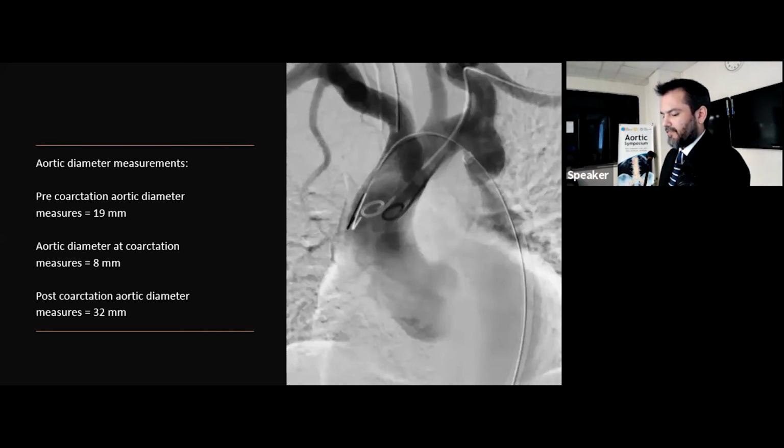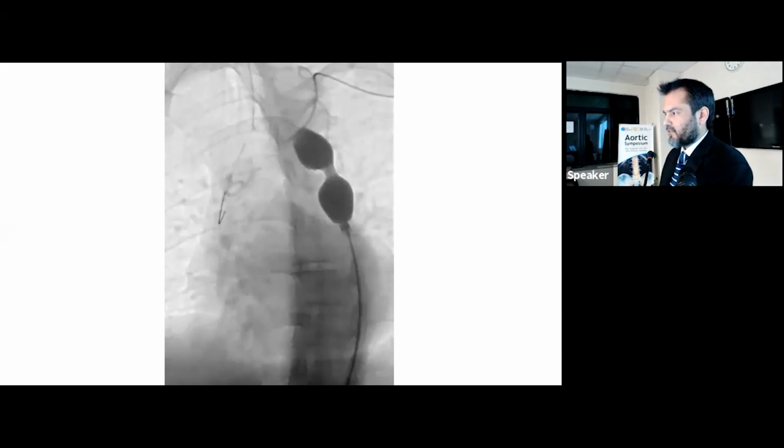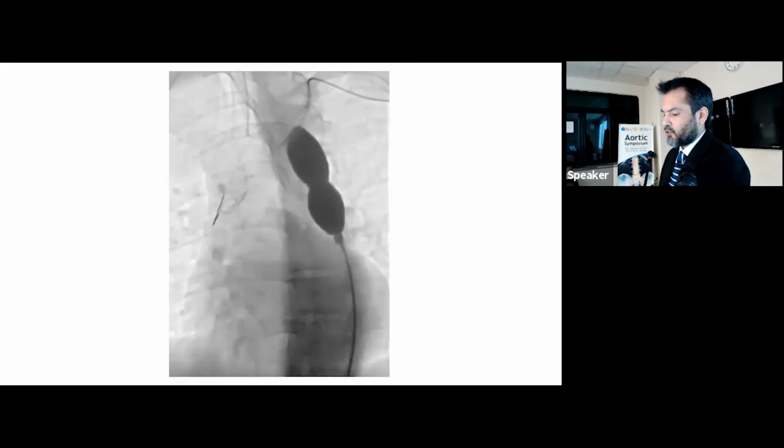And you can see that you've got a stenosed segment. You've then got post-stenotic dilatation. And here you can see the stent graft going up. Again, as a backup, we have a standard TEVAR lying right next to us, should we need it.